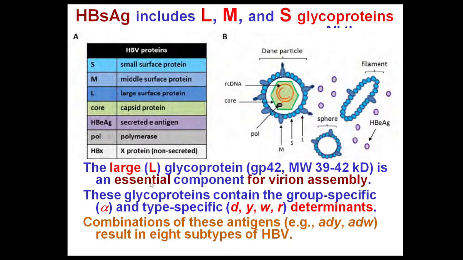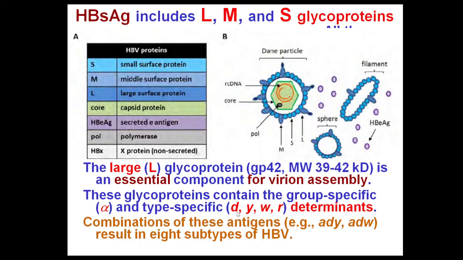The large glycoprotein is an essential component for virion assembly. These glycoproteins contain group-specific and type-specific determinants. The combination of these group-specific and type-specific determinants results in the development of the 8 subtypes of hepatitis B virus, which, as we said already, have different distribution within the world.